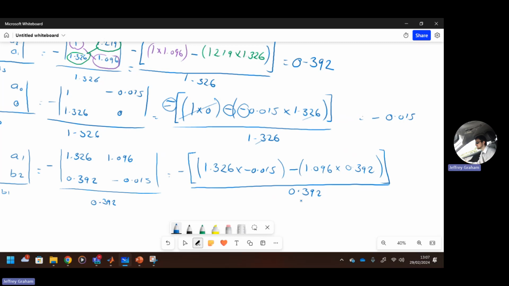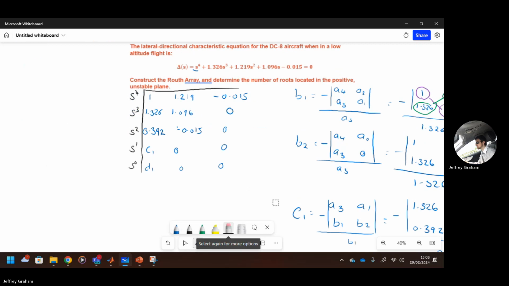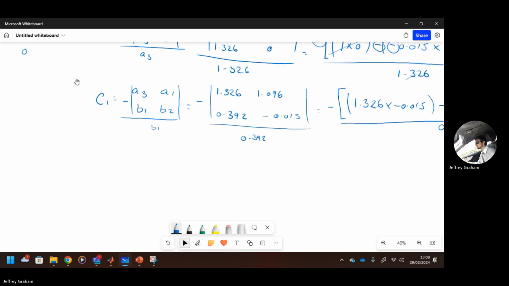Right, when you put that in the calculator, that should come out 1.146. So that is C1, and that goes straight into our array. It just leaves us with D1 to work out. So B1, B2, C1, naught, all over C1.